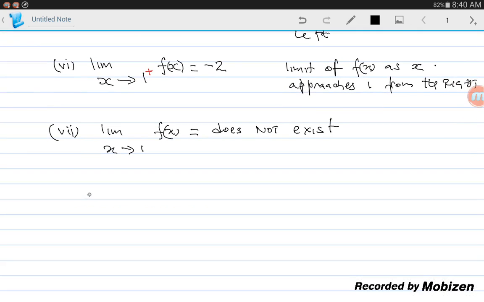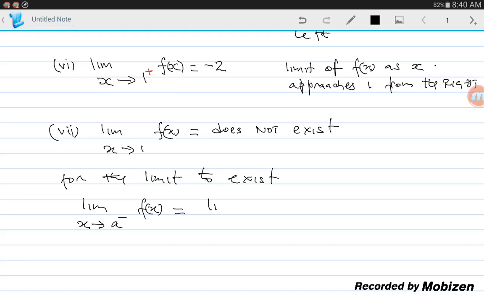So that is, for the limit to exist, the limit as x tends to a negative, that would be the left hand limit, must be equal to the limit as x tends to a positive, the right hand limit, for limits to exist.